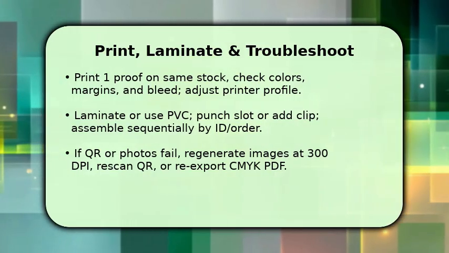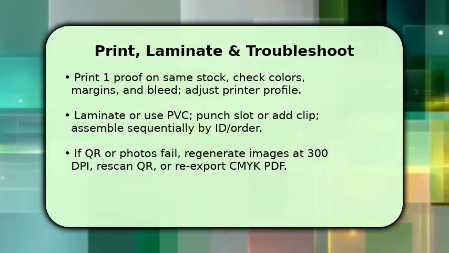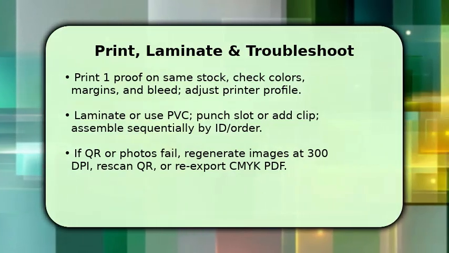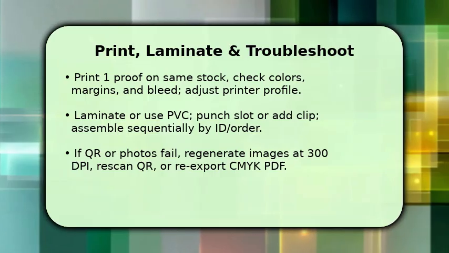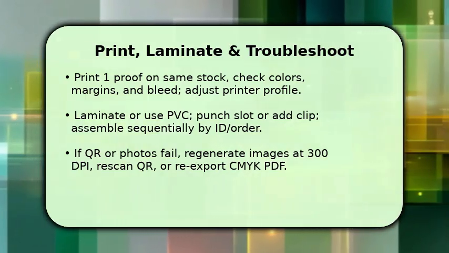If something goes wrong, for example, QR codes fail or photos look pixelated, regenerate images at 300 DPI. Rescan or recreate QR codes, re-export as CMYK PDF, and reprint the corrected proof before full production.